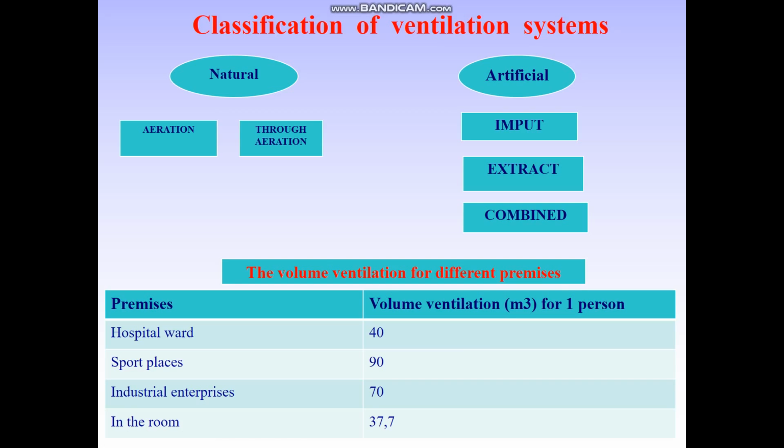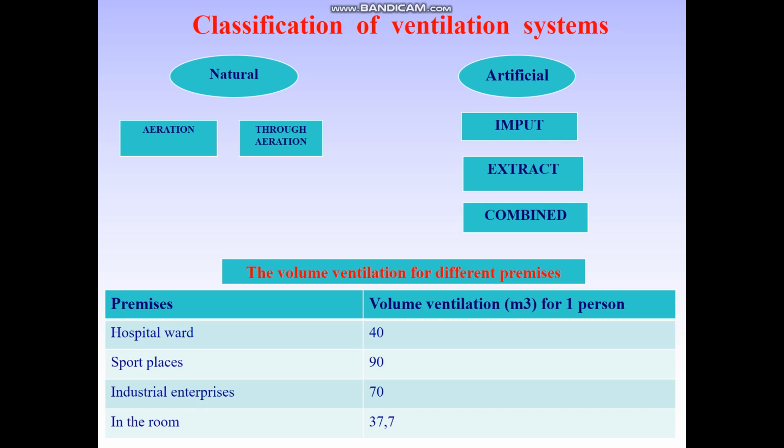Classification of ventilation systems. In hygienic practice, we distinguish two types of ventilation system: natural, and artificial or mechanical. Natural is divided into group aeration and through aeration. Artificial, mechanical: input ventilation. This kind of artificial ventilation system is also divided into groups: general, local, extract, general, local, and combined extract and input ventilation.